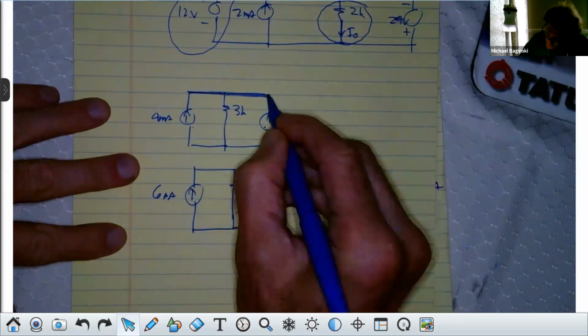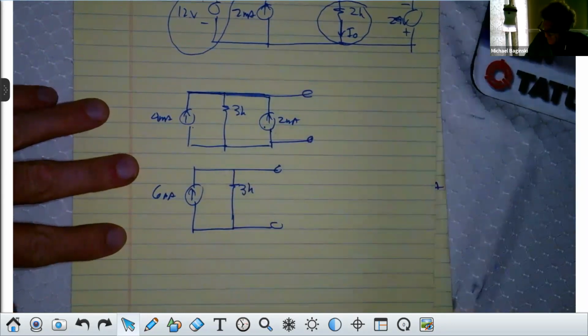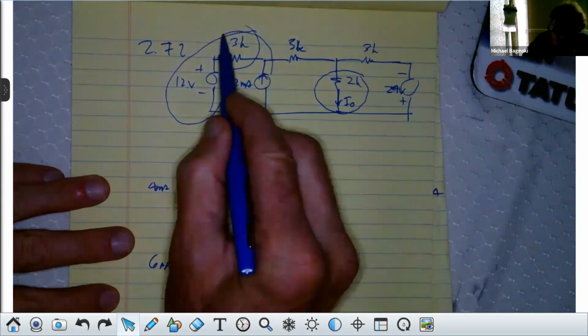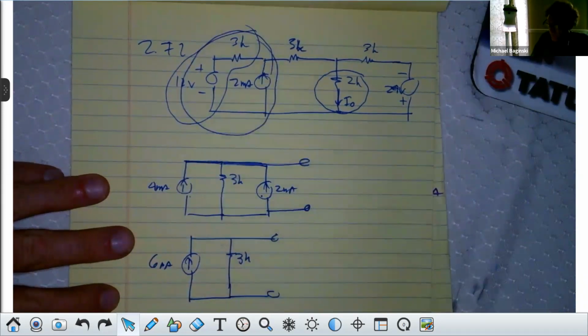Y'all see that? Now these were where the terminals were. You with me? So now what we've done is we've accounted for these 3 elements. Do you see that? Yes. Want everybody to take a good look.